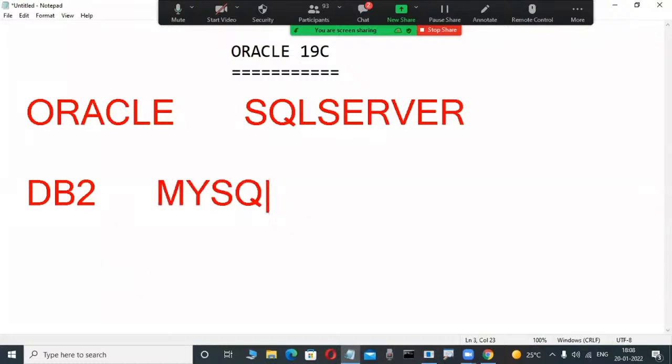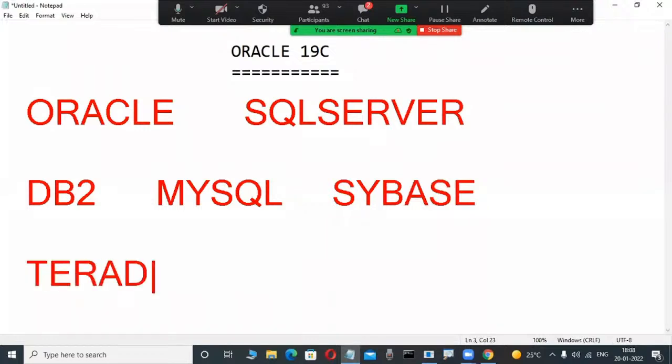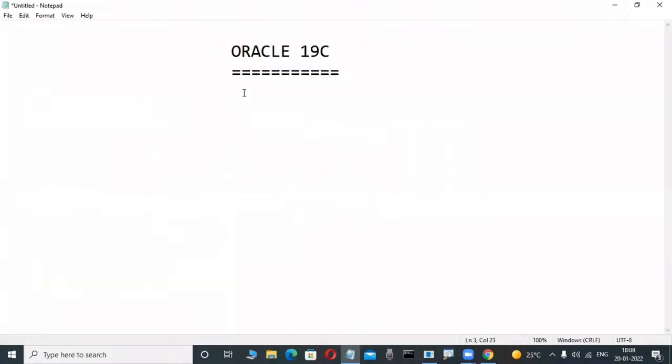MySQL is a database product that is open source, but nowadays Oracle Corporation is purchasing it. Again, Sybase is a database product from Ingres Corporation. Again, Teradata. Maybe many of you, data warehousing programmers, have an idea. Teradata is a database product from NCR Corporation. SQLite is a database product. Like this, so many database products are there from different companies. That's why Oracle is always one of the popular database products.